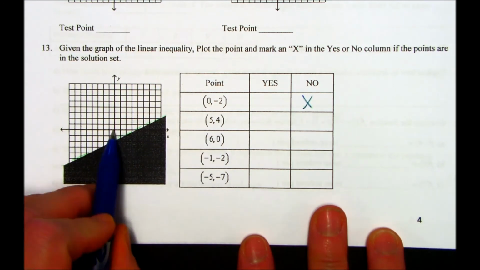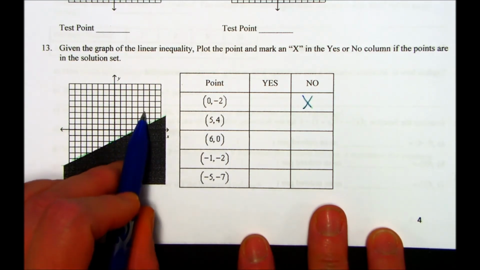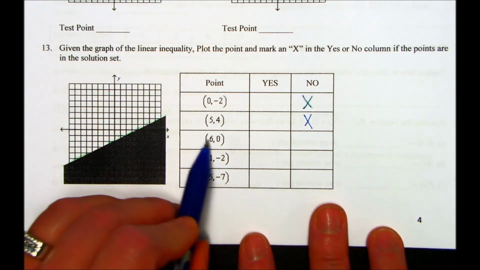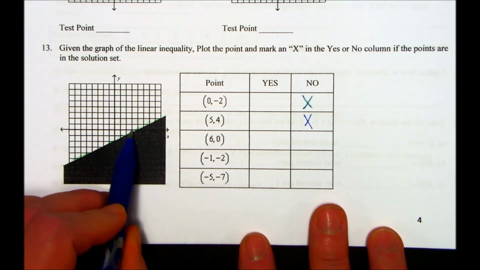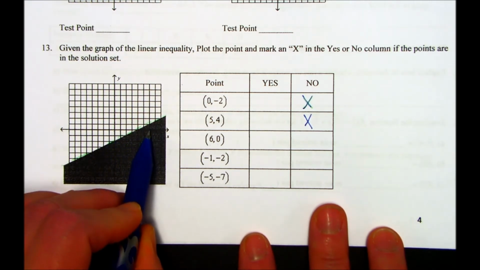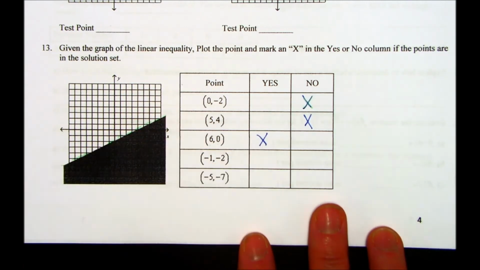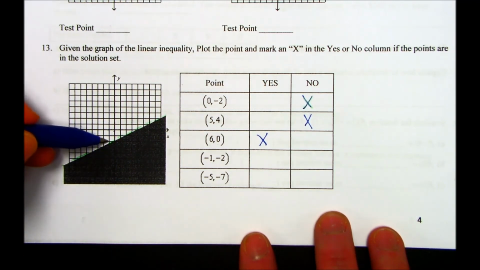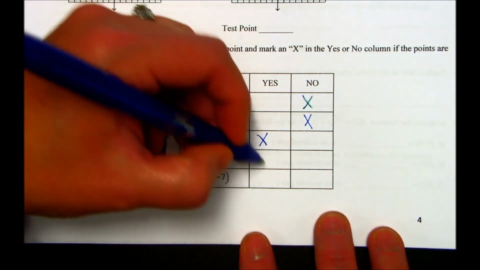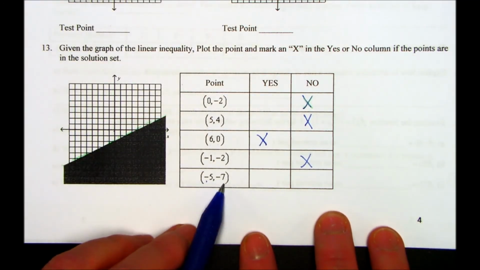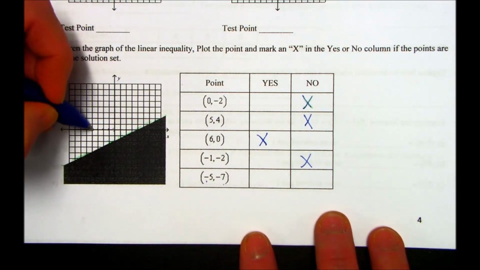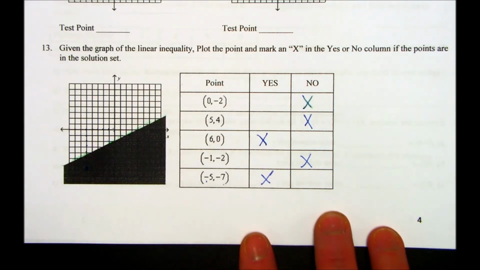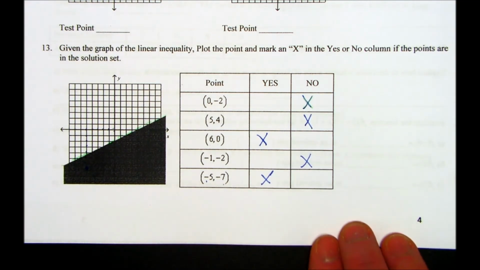The point 5, 4, if we go to the right, 1, 2, 3, 4, 5, and up 4, that's not in the shaded area, so that also is going to be a no. The point 6, 0, 1, 2, 3, 4, 5, 6, that is in the shaded area, so that one would be yes, that is part of the solution set. The next point, -1, -2, is just outside of the solution set, so that would be a no. And then the last one, -5, -7, go to the left, 1, 2, 3, 4, 5, down 1, 2, 3, 4, 5, 6, 7, is going to be down here, so that is another yes. So we've got 3 no's and 2 yeses.